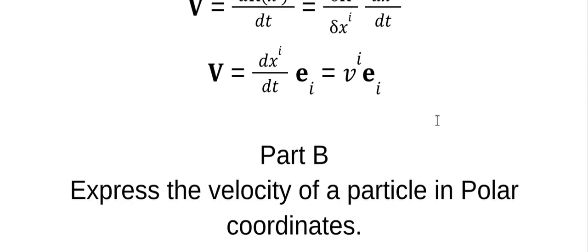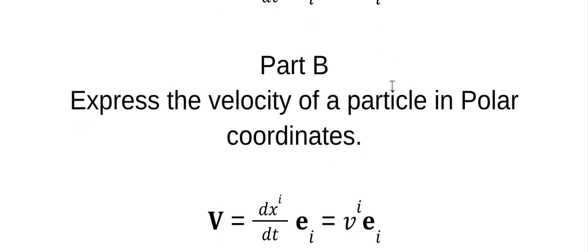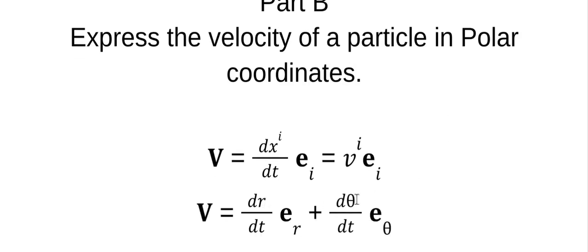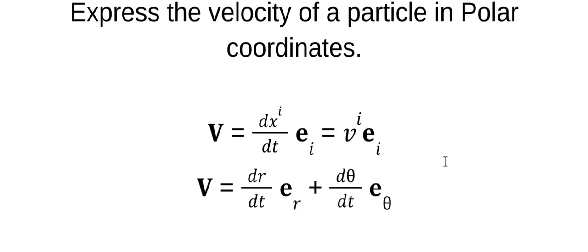Part B, express the velocity of a particle in polar coordinates. Okay, so here's the expression that we have. And you see there's a summation index, right? We only have two coordinates, r and theta. So the first case it's r, the second case is theta. That's it. Now, you may see in the textbooks this equation written as r dot times r hat plus theta dot times theta hat. Those are unit basis vectors, and we normally don't do that in tensor calculus. I mean, you can if you want, but it's not really normal.